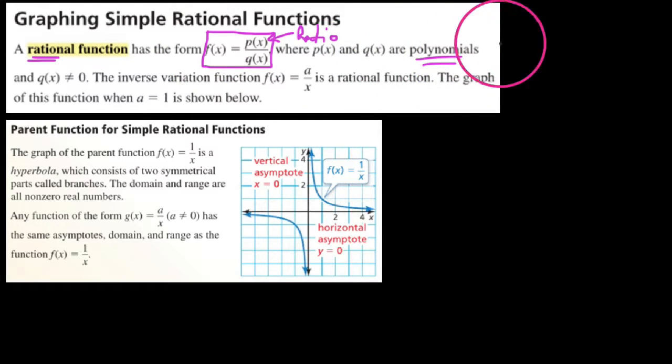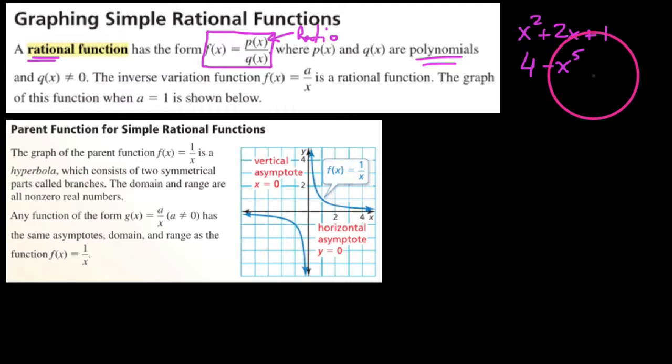So just kind of a refresher, remember that polynomials are these expressions that we often list that have real coefficients, okay? And the exponents on our x variables are all non-negative integers. And so something like 4 minus x to the fifth would be a polynomial. Maybe that's not in standard form, but that's a polynomial. If we were to do this right here and say that this is some function, this would be an example of a rational function.